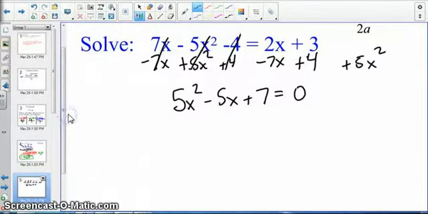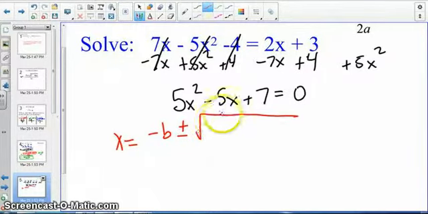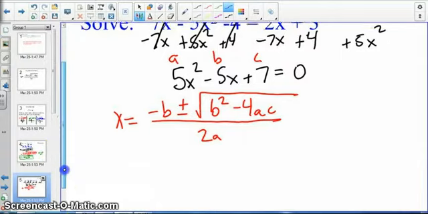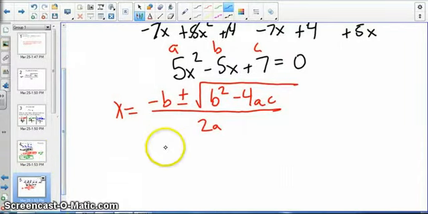Now I'm going to use my quadratic formula. X equals negative b plus or minus the square root of b squared minus 4ac all over 2a. So a is 5, b is negative 5, and c is positive 7. So now I'm just going to plug those numbers in.